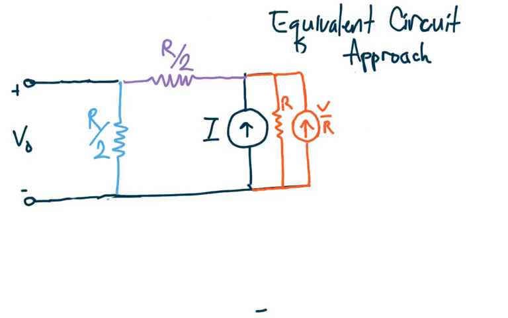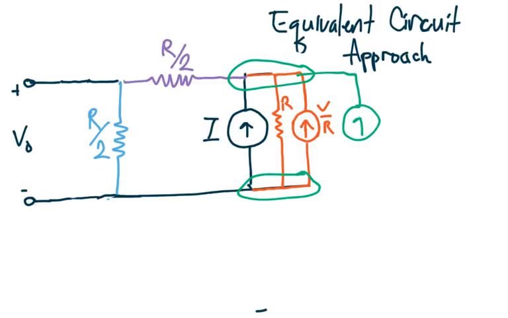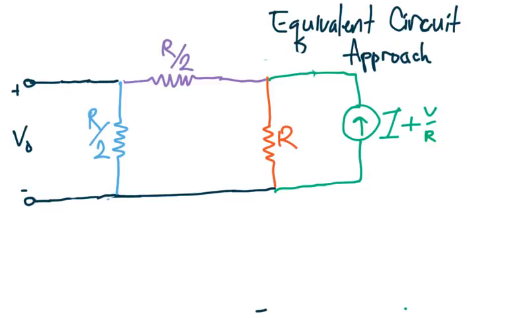Okay, now we're going to combine our current sources, which are both flowing into this node and flowing out of this node. So we can just add them together, and we'll have an equivalent current source over here. So let's redraw that. This is going to be I plus V over R. And here we have it. And remember, we still have our resistor there.